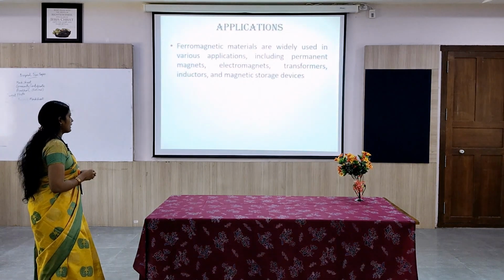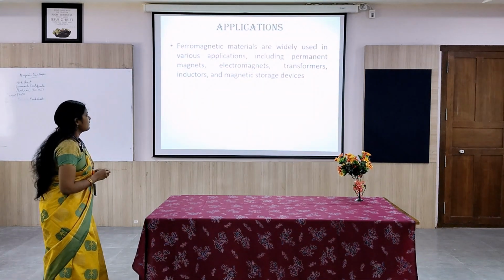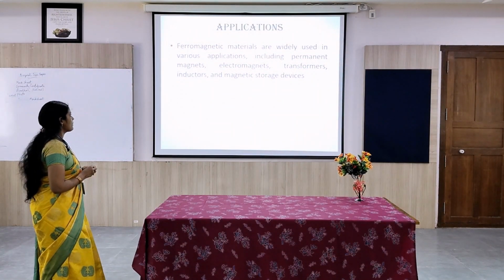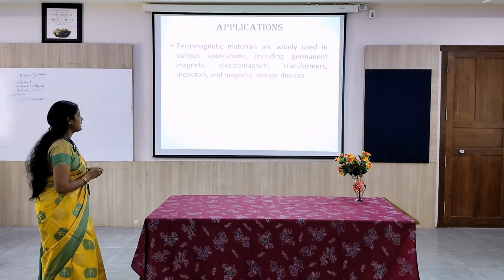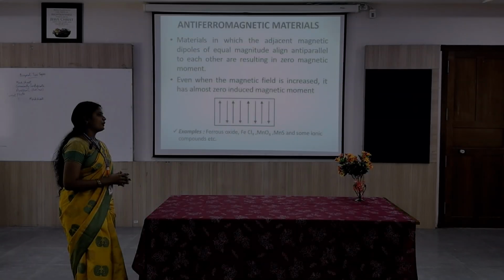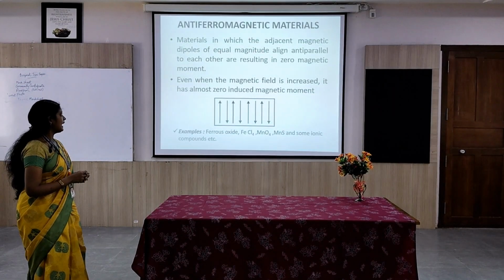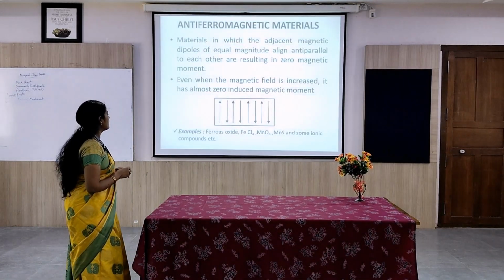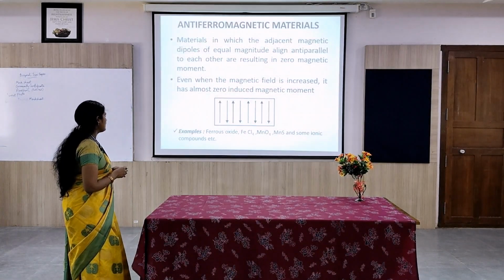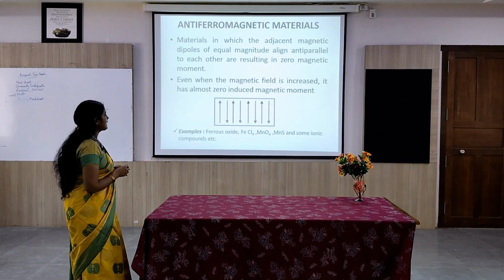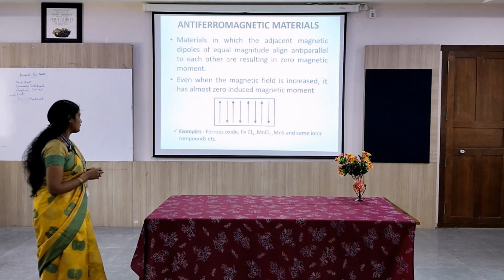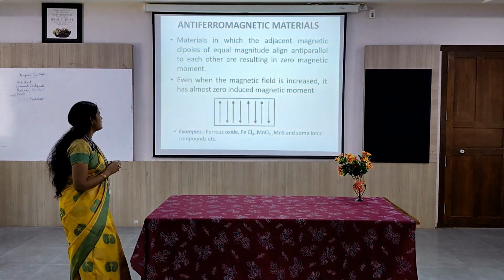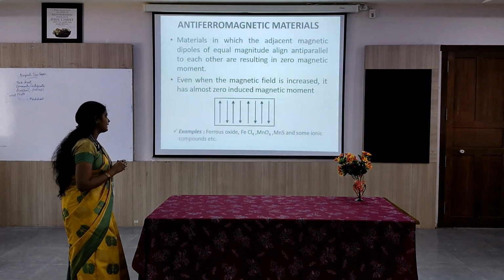Next, applications of ferromagnetic material. Ferromagnetic materials are widely used in making permanent magnets, electromagnets, transformers, inductors and some magnetic storage devices. The fourth one is the antiferromagnetic material. In the antiferromagnetic material, the spins are aligned in an antiparallel manner with equal magnitude. This alignment results in zero magnetic moment. Even when we apply an external magnetic field, it has almost zero induced magnetic moment.